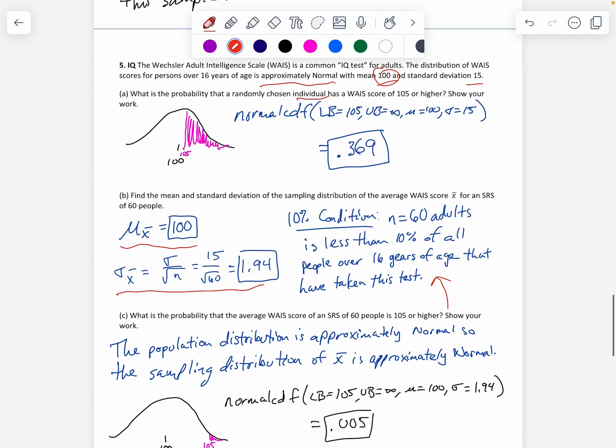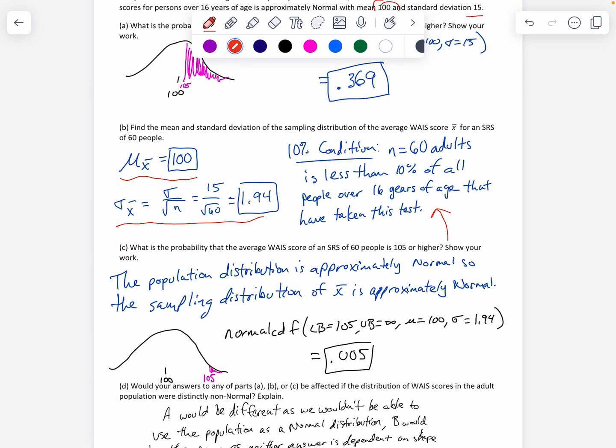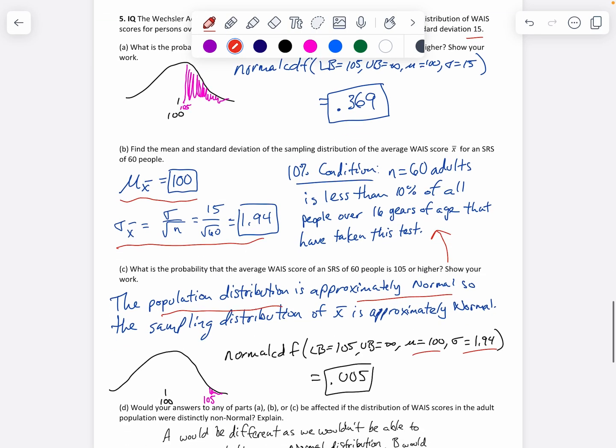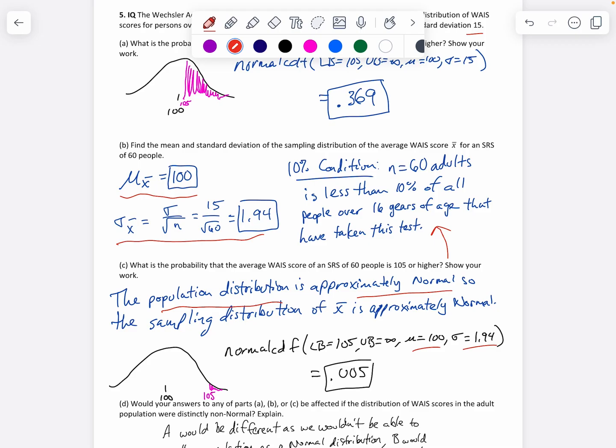And then lastly, we're asking what's the probability? Because we know that the population is already approximately normal, we don't have to check CLT, so we already are good to go. We should still state that, though, right? Say that because we know the population distribution is approximately normal, the sampling distribution of x bar is approximately normal. Because of that, we use our mean that we now know and our standard deviation that we calculated to get a very small probability of getting 105 or more.